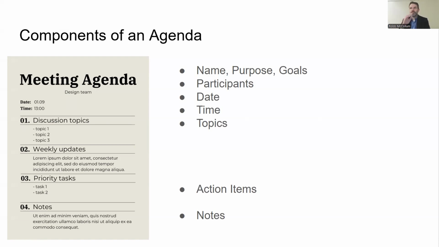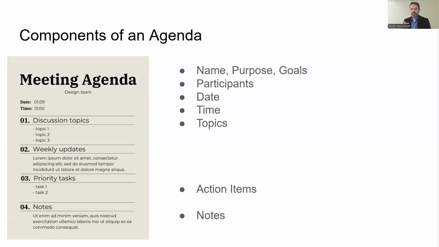The first is it does have a name or purpose or the goals of the meeting listed at the top. And I guess this one sort of has the participants because it mentions the design team. It might be more helpful to list specifically which members of the design team are expected to attend this meeting.